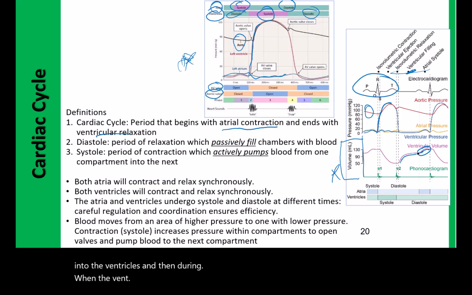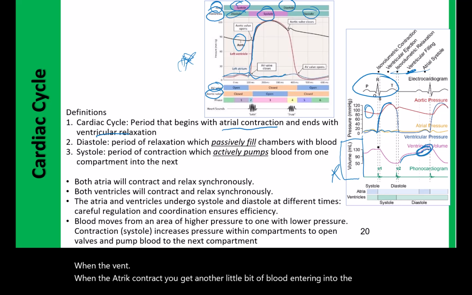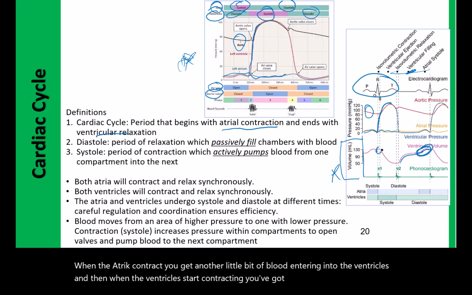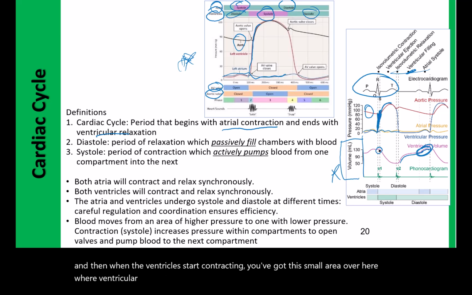When the atria contract, you've got another little bit of blood entering into the ventricles. And then when the ventricles start contracting, you've got this small area over here where ventricular pressure increases, but there's no blood leaving the ventricles.